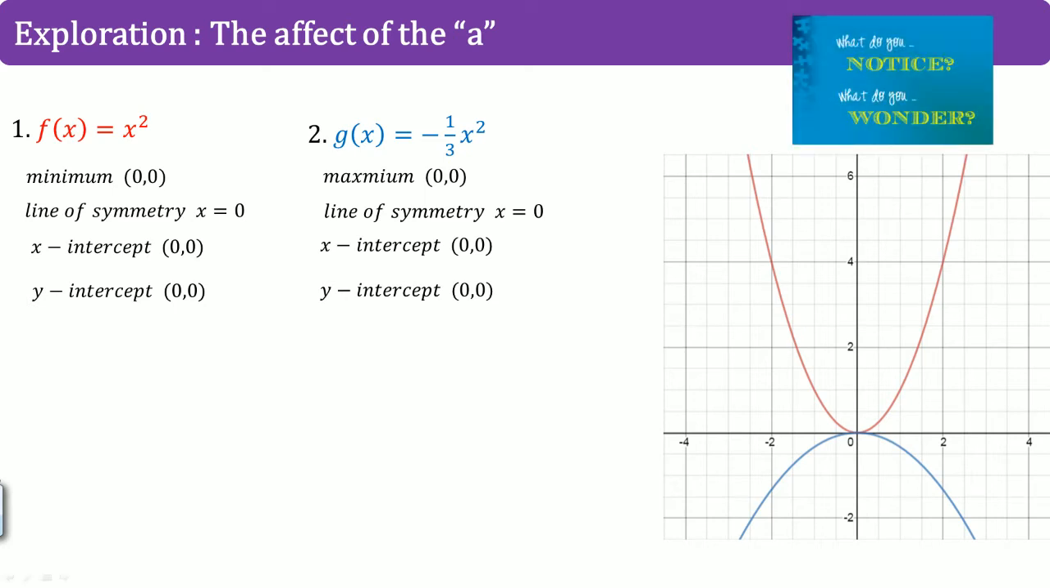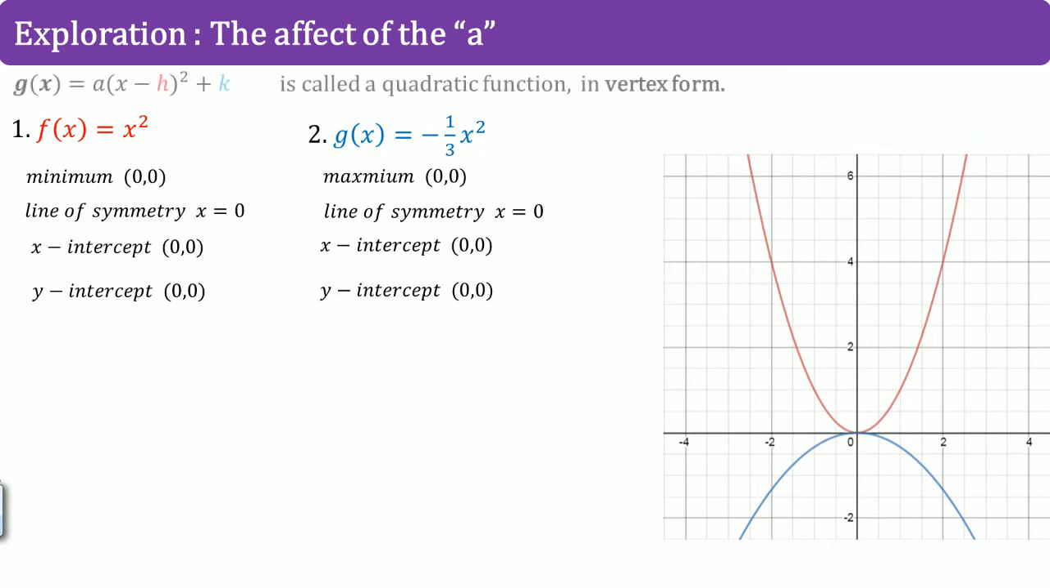Something that you should notice and something that you should wonder is, how did the blue come about from the red? It looks the same, and you should wonder why it does that. So we're going to look at the vertex form that we introduced today. The vertex form can be written from number 1 and number 2. All I did is subtract 0 from the x to show the h and add a plus 0 for the k. They're there, but no one writes the 0. Same thing for g of x.